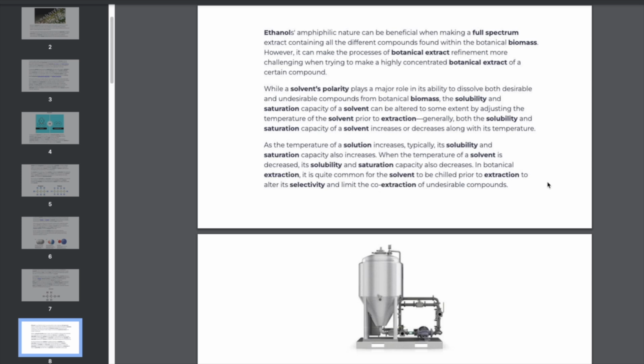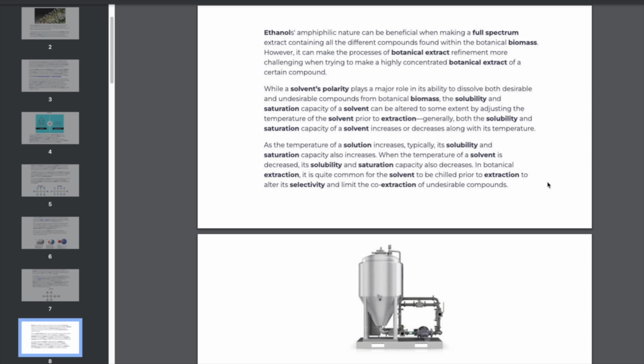While a solvent's polarity plays a major role in its ability to dissolve both desirable and undesirable compounds from botanical biomass, the solubility and saturation capacity of a solvent can be altered to some extent by adjusting the temperature of the solvent prior to extraction.